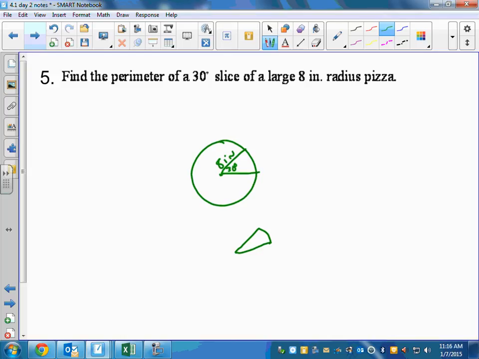So the perimeter means add up all the sides. Well, I know that the radius is 8 inches. So this would be 8 inches and this would be 8 inches. You with me on that? Seems like a big piece of pizza. How would I find this length? What is that asking for? Arc length. And so to find this, you have to do arc length, which is r times theta.